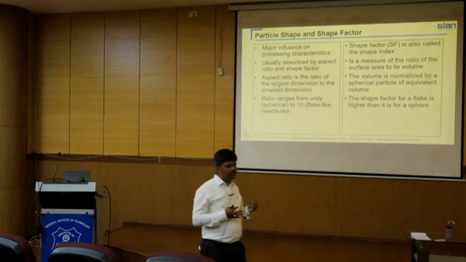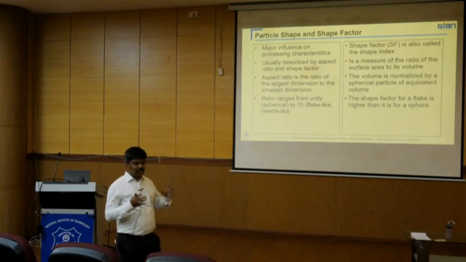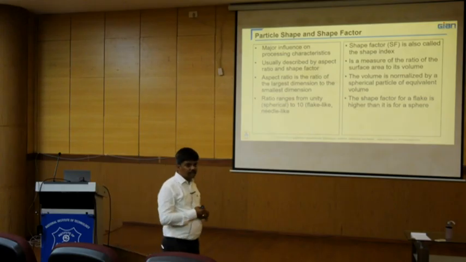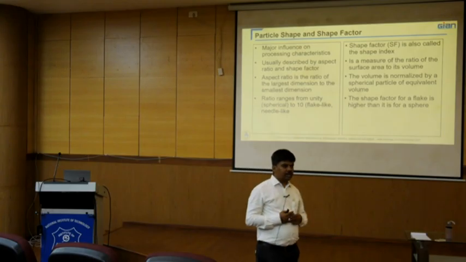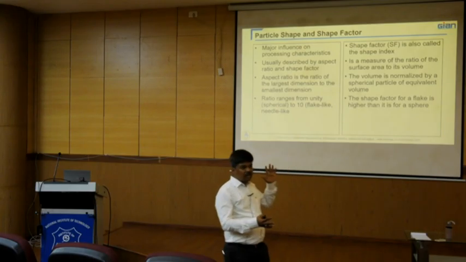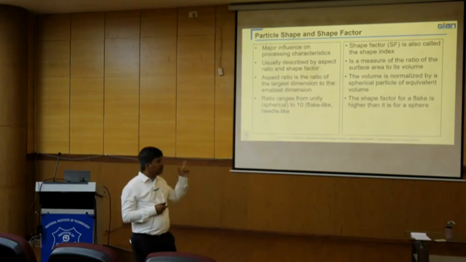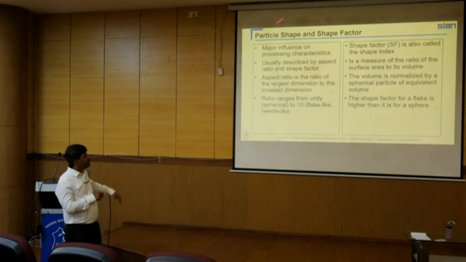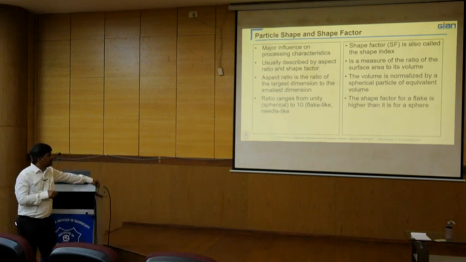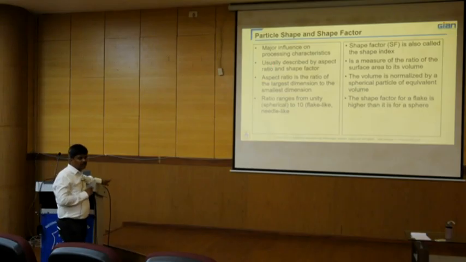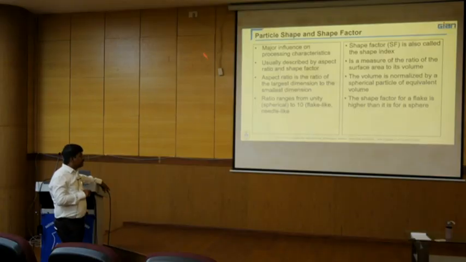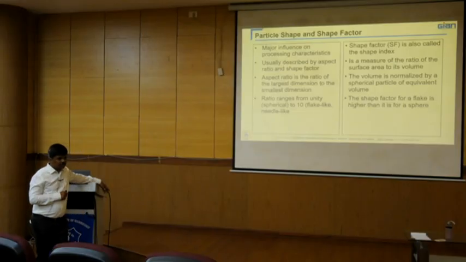For quantification analysis, we need to take samples from one lot, maybe a production of 10 tons. From all parts of that 10 tons they take powders and measure, and then they can say what the characteristics of this lot are. That is why we need to analyze the shape as well as the shape factors. Usually it is described by the aspect ratio and the shape factor. Aspect ratio is the ratio of the largest dimension to the smallest dimension, and the ratio ranges from spherical to flake.